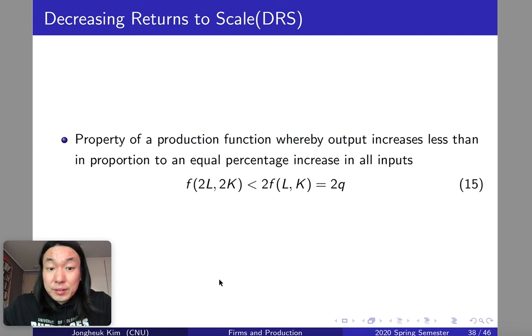If we have the different direction, then you can call it decreasing returns to scale. Okay. So even if you increase your L and K by 2 times, the output should be smaller than 2 times Q, your expected returns. And there will be some inefficiency in your production function mechanism in this case.